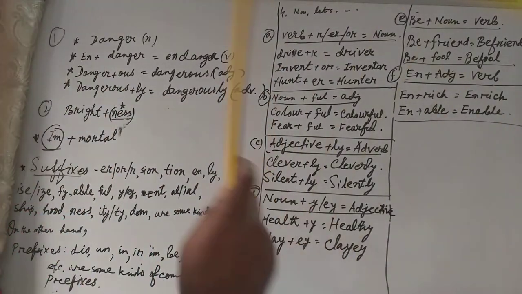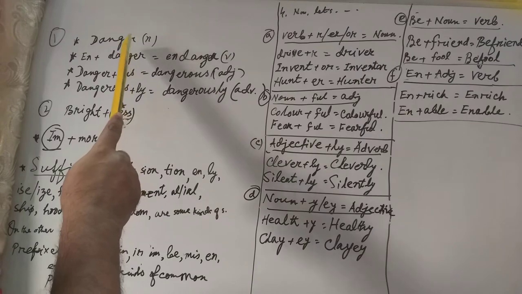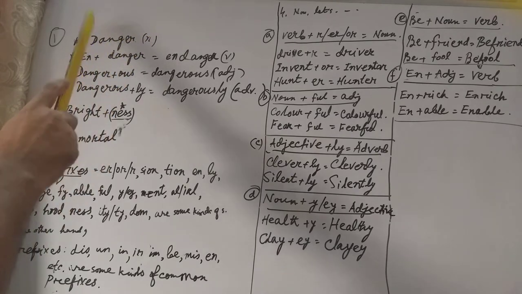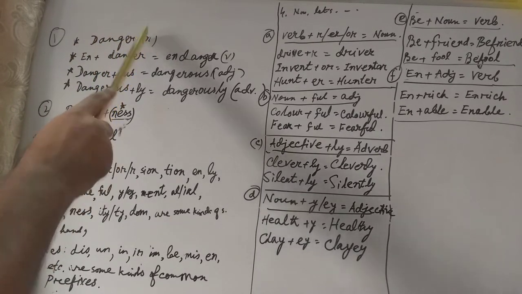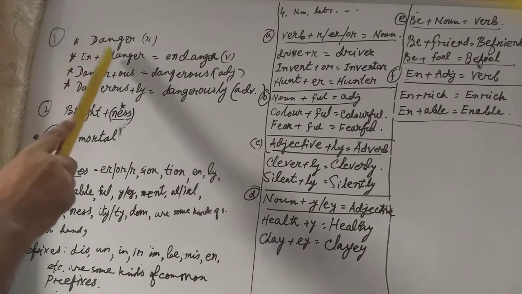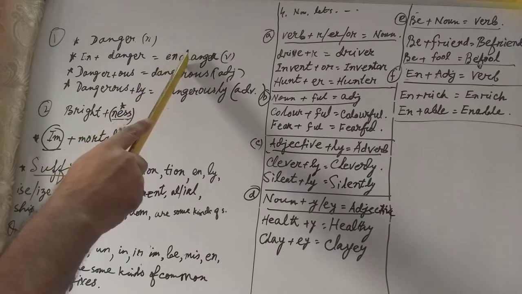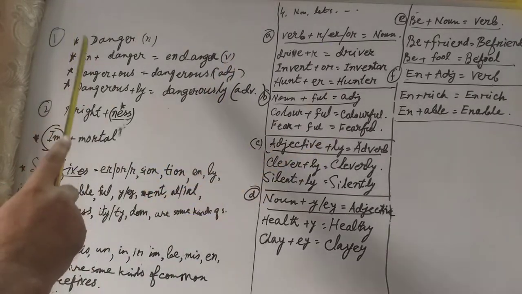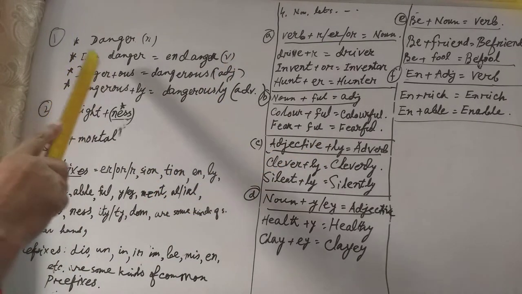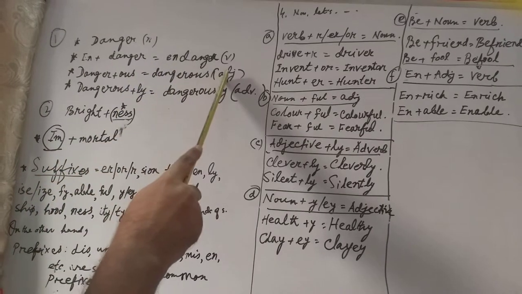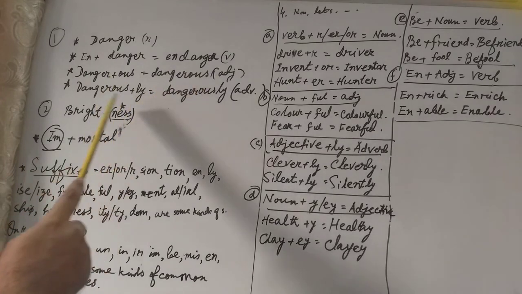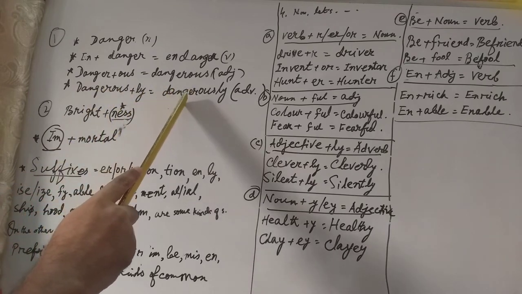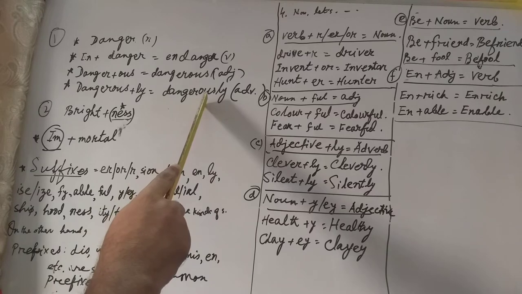I can show you a word on the board, that how can it be changed from one form into another. The root word is danger, and the root word danger is a noun. If you add en with the root word, then the word becomes endanger, and it is a verb. Again, if you add ous with the same word, then it becomes an adjective, dangerous. If you add ly with the adjective dangerous, then it becomes an adverb, which is dangerously.